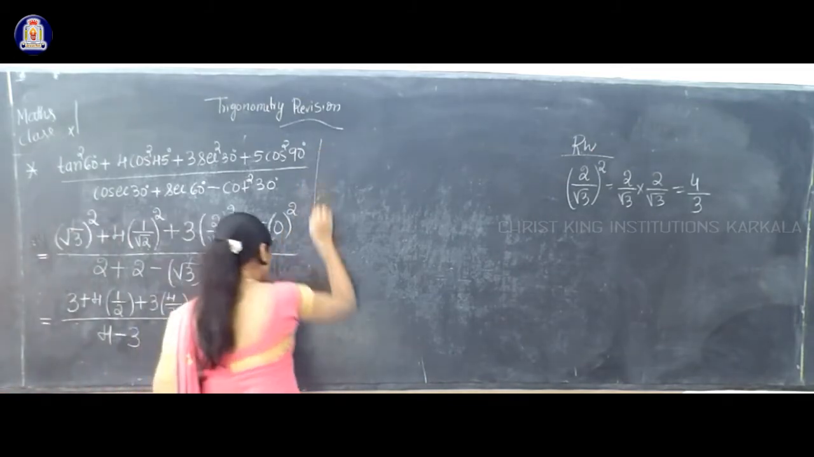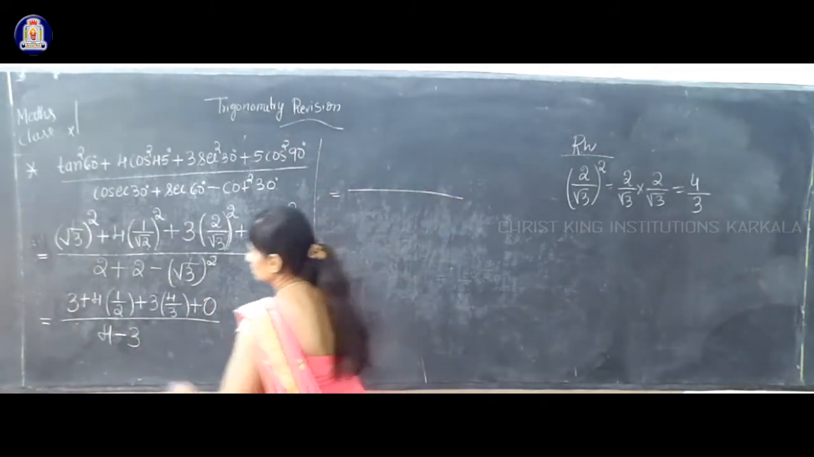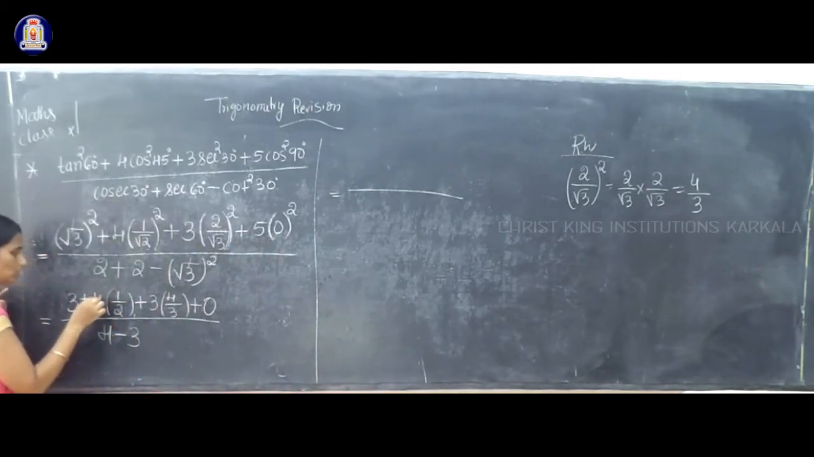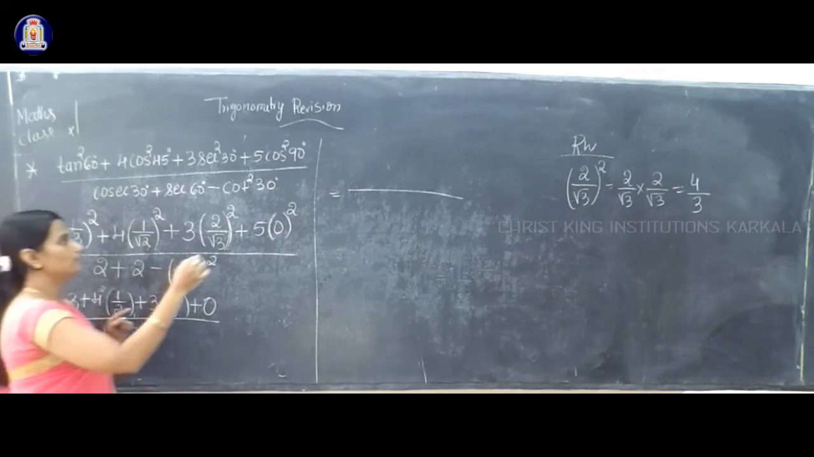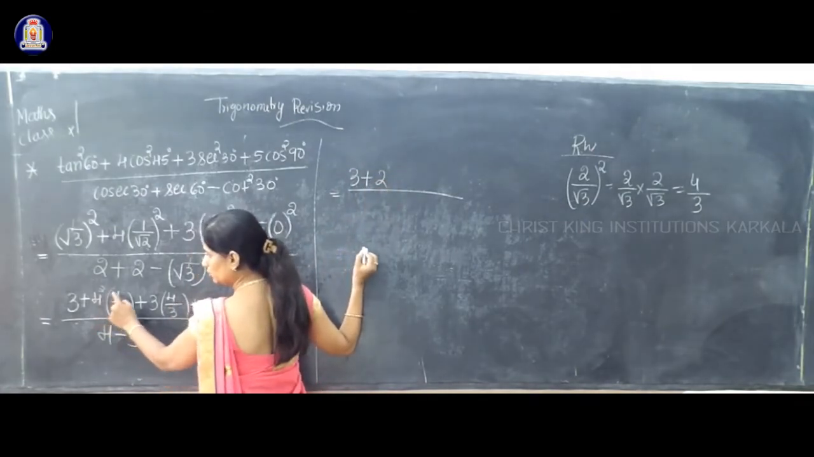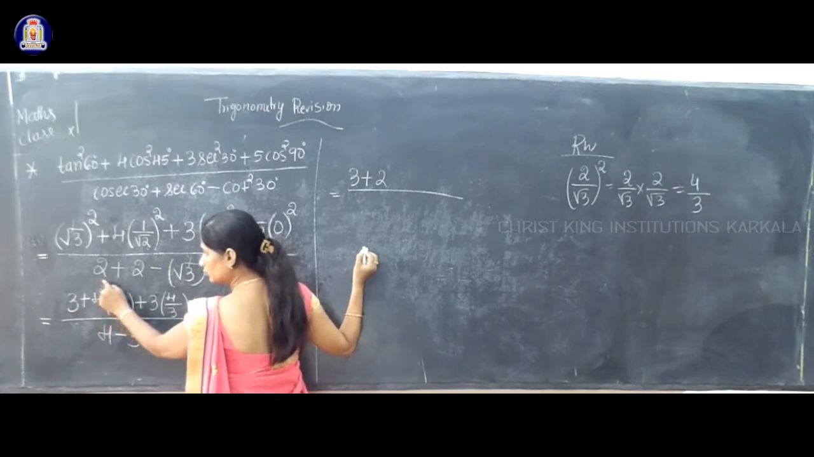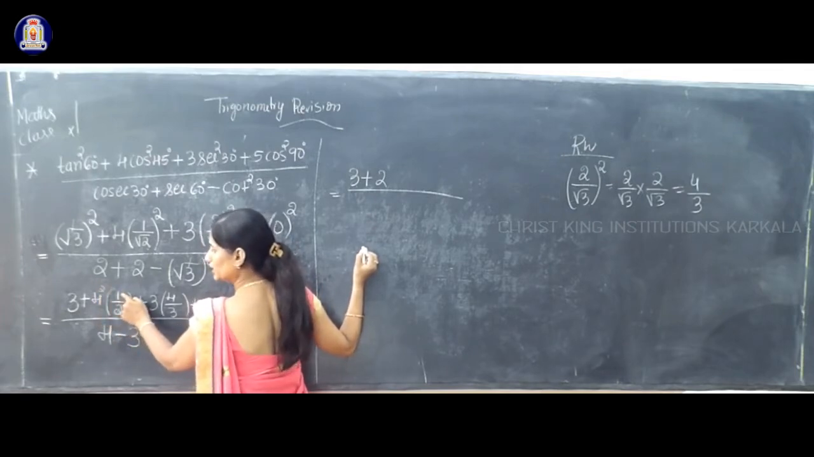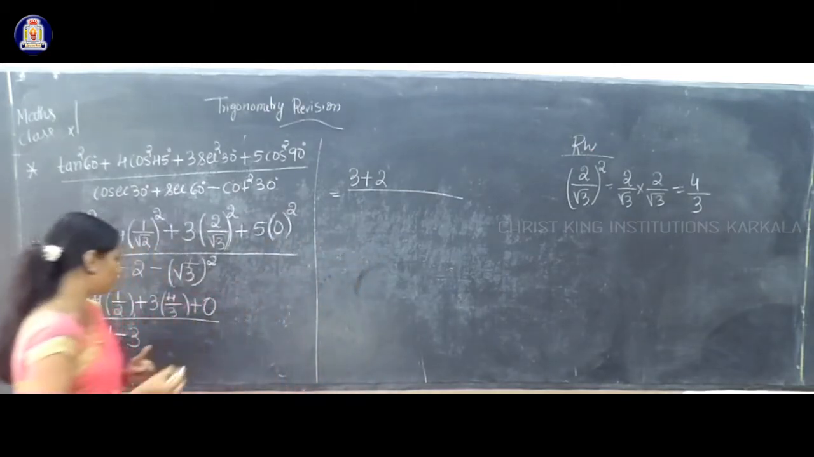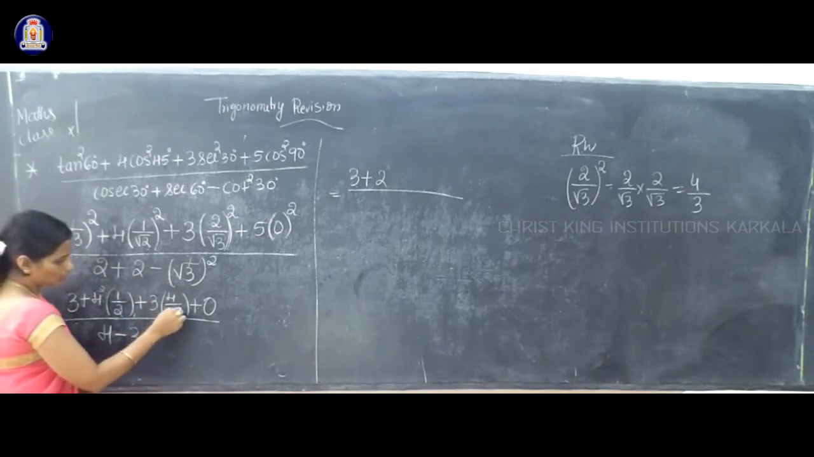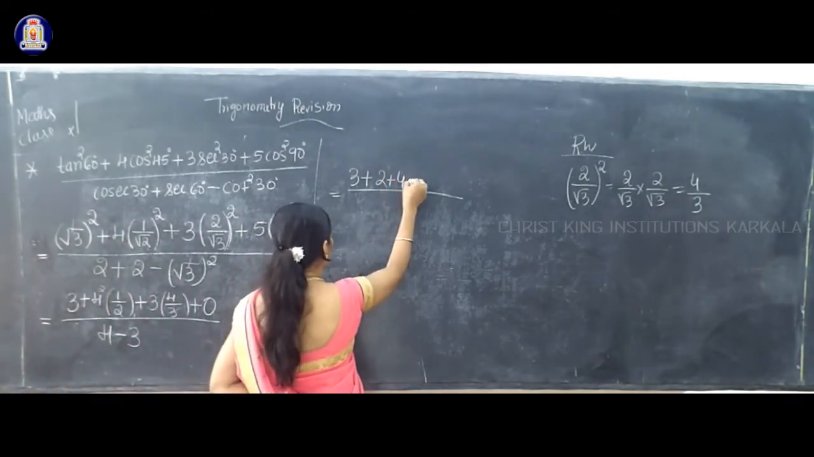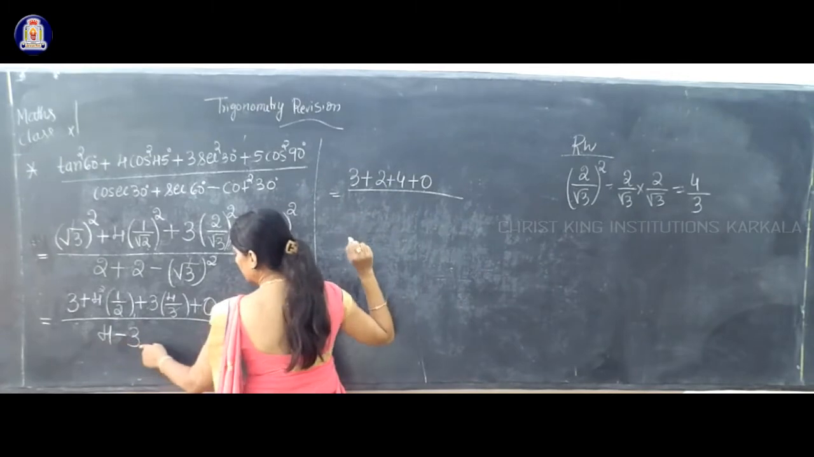Now simplification. 3 plus 4 into 1 by 2: 2 ones are 2, so 4 into 1 by 2 is 2. Right? So 3 plus 2 plus 3 into 4 by 3. How to simplify? 3 into 4 by 3, 3 and 3 cancel. What is left here? 4. That is plus 4 plus 0. Denominator: 4 minus 3 is 1.